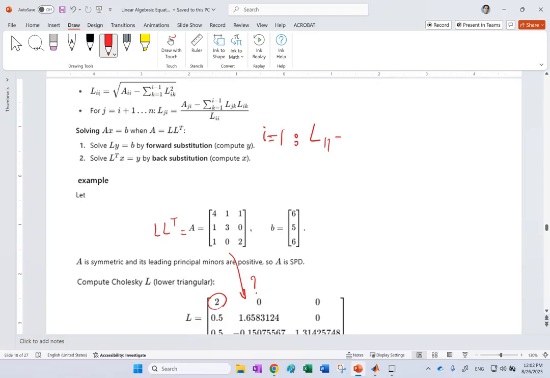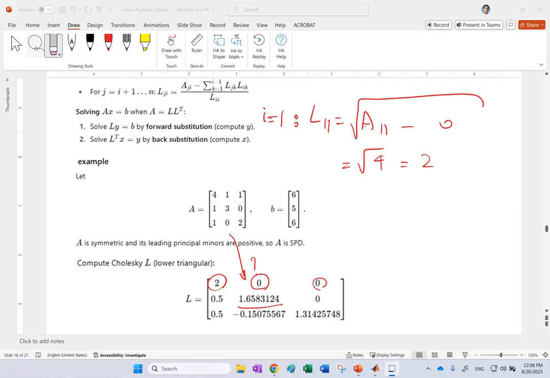L11 is square root of what? A11, and then minus summation from K of 1 to I minus 1, which is 0. And summation cannot go from 1 to 0. So this whole summation is going to be 0. So it's just simply the square root of that. And of course, the square root of 4 is 2.